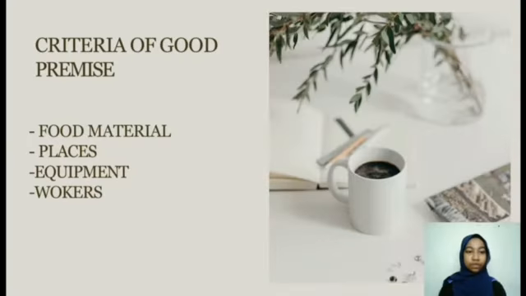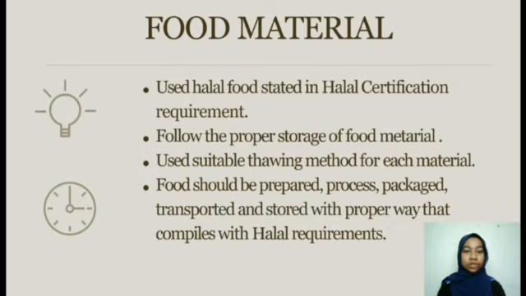Now, the criteria of good premises in terms of food material, places, equipment, and workers. Food material used must be halal food stated in the halal certification requirement. It should follow the proper storage of food material, such as the FIFO, first in, first out method. It should use a suitable storing method for each material. Food should be prepared, processed, packaged, transported, and stored in a proper way that complies with halal requirements.